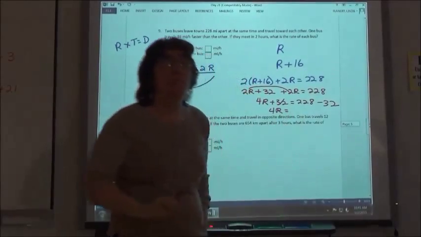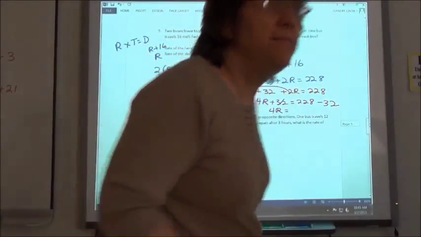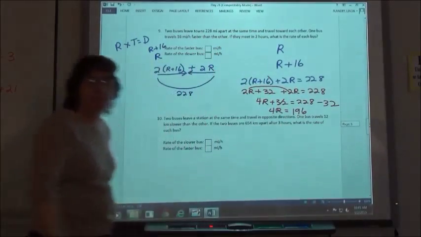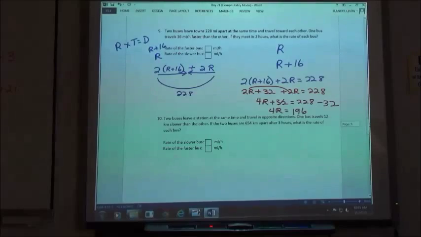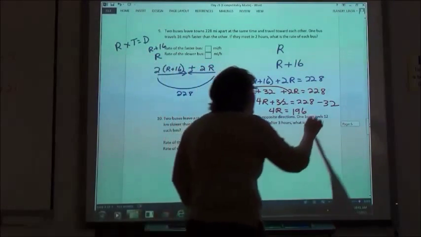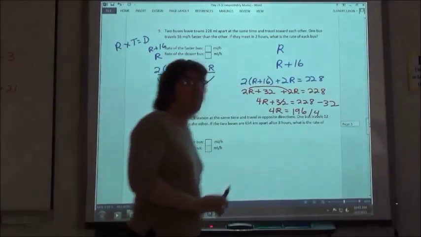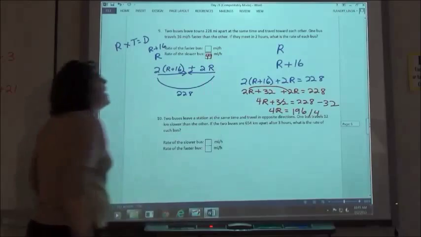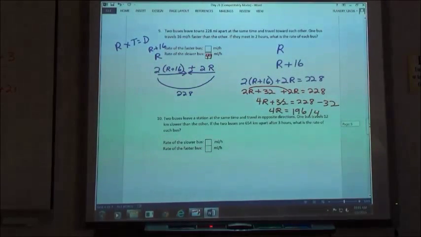What was that? 196? 4r equals 196. If you get a different number, holler. And if you divide by 4, she's just way ahead of me. 49, you said? So, this one is going to be going 49 because that rate was just the plain r, right? The slower one. The other one is going to go r plus 16.